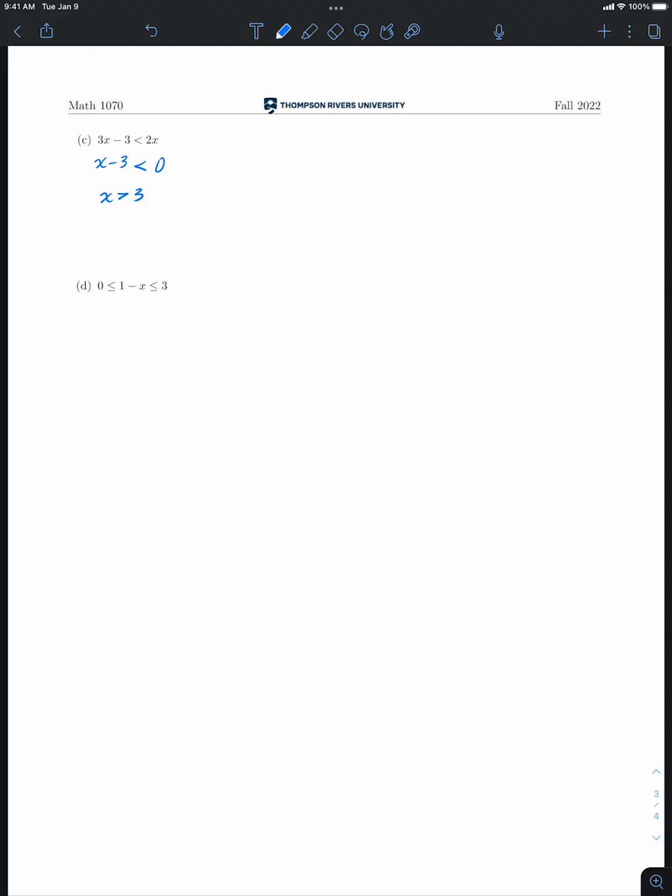Now we're ready to sketch the solution set. So if it's just x is greater than 3, well then you can just say, okay, here's 3, and we want an open dot because we're not including 3, and then we want to shade all the numbers to the right. So that's the picture of our solution set. And in interval notation, we can say this is 3 to infinity. Okay, so that wasn't too bad.